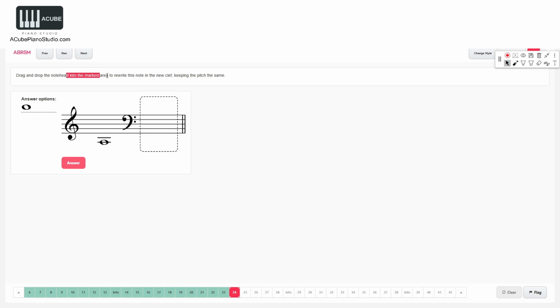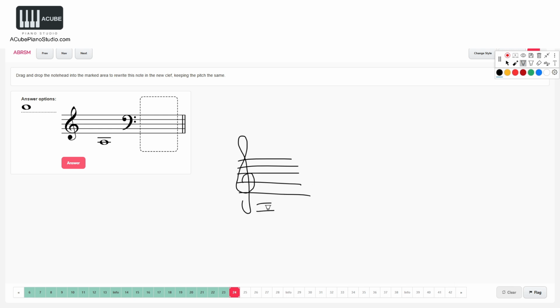Drag and drop the note head into the marked area to rewrite this note in the new clef, keeping the pitch the same. Okay, so again, this is what we do. Use C as a reference. I want to reach here, right? So let's start off with middle C. And this note is lower than middle C, so I'm going down with it. So this is 1, 2, 3. Okay, C, B, A. Bass clef.